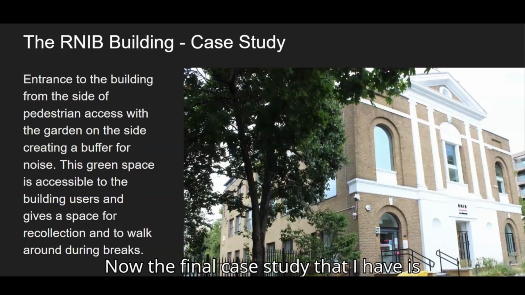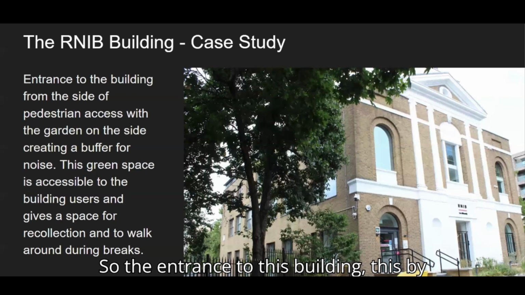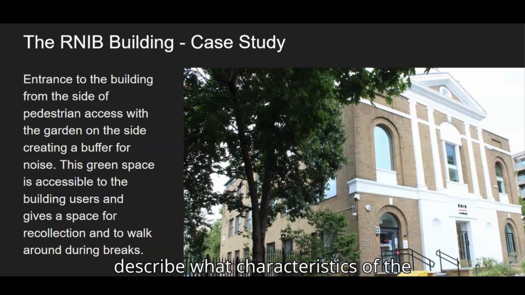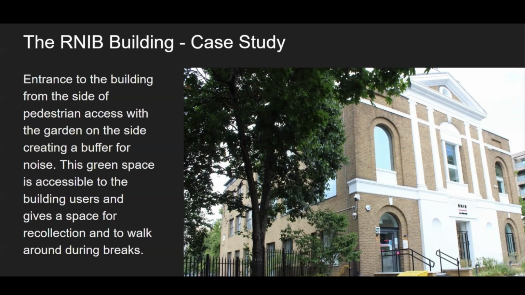Now, the final case study that I have is the RNIB building, the Grimaldi building, close to King's Cross. By the way, this was the first building to be built together with the PAS 6463, which has the standards, and it's divided according to the hypo and hyper conundrum and profiles. And they have really useful tables at the end of the PAS, which basically describe what characteristics of the environment or furniture, materials, and finishes you could include to design for either hyposensitive or hypersensitive profiles.